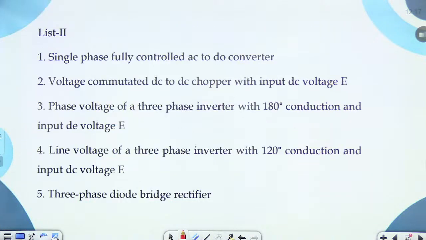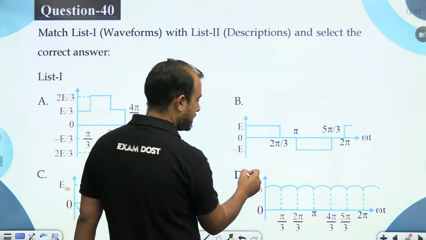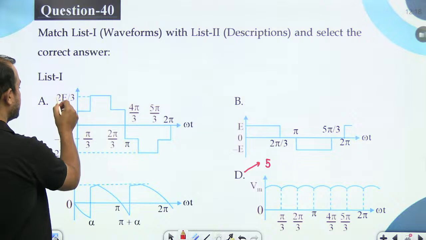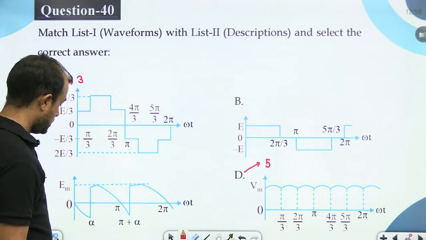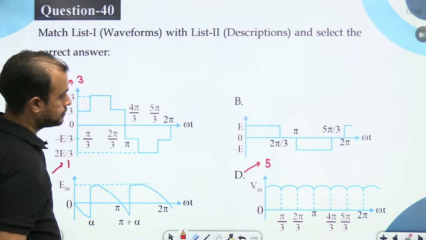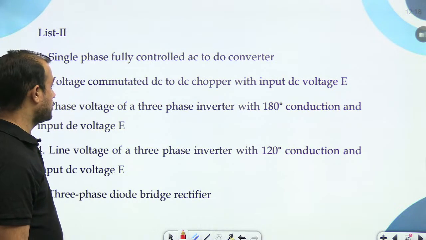Let's match the waveform. What are the options? Single phase fully controlled AC to DC, voltage commutated DC to DC chopper with input voltage E, phase voltage of a three phase rectifier, inverter with 180 degree conduction, line voltage of a three phase inverter with 120 conduction and input voltage E, three phase diode bridge rectifier. So this is the three phase diode bridge rectifier. This is the phase voltage with 180 degree conduction mode. This is a single phase fully controlled AC to DC converter. Line voltage with 120 degree conduction, voltage commutated chopper with input voltage E.